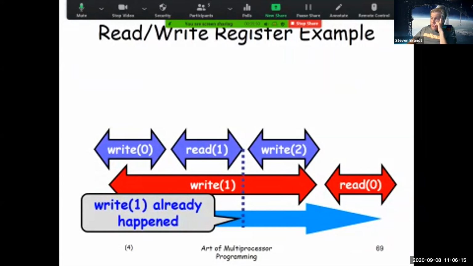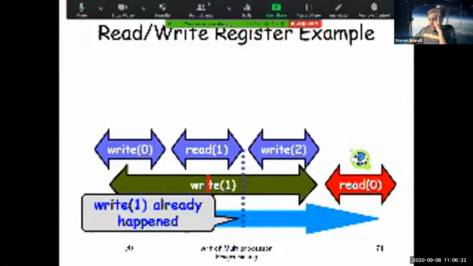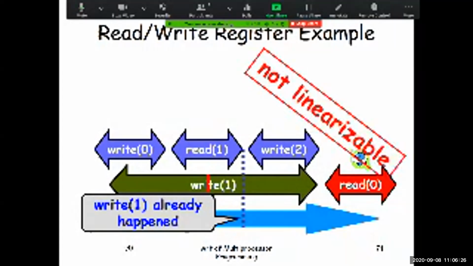So this is what I told you before. The write already happened by the point of that dotted line, and so the write has to occur there, roughly, or something like that. And the question is, can the read 0 be made to be correct? And the answer is no, right? So this is not linearizable.